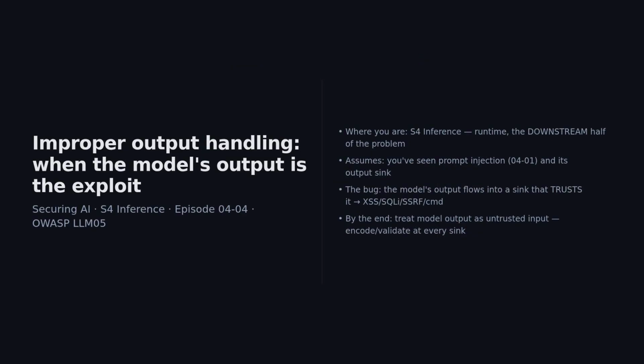We're at stage 4, inference, but the downstream half. You validate what goes into the model. The bug is what you do with what comes out. Pass that output unchecked into a browser, a shell, a database, a server fetch, and the model's answer becomes the exploit. We'll draw the sinks defensively, then the one habit that closes them: treat output as untrusted input.